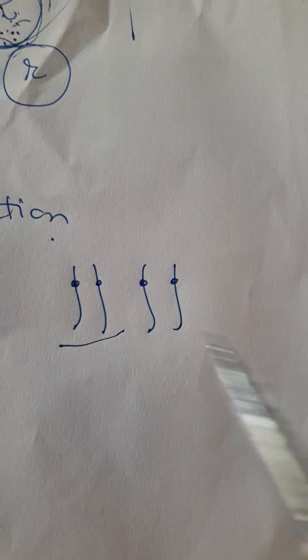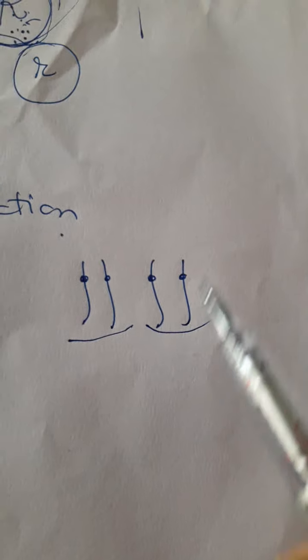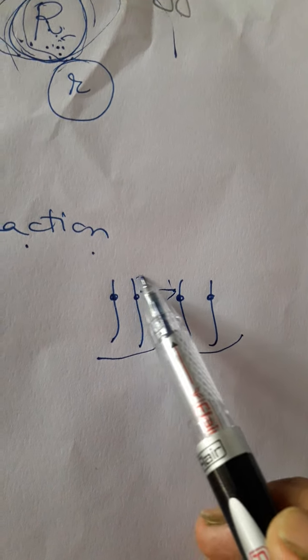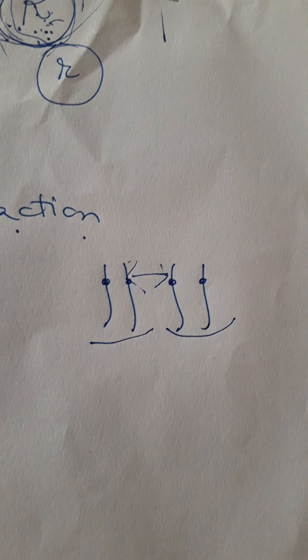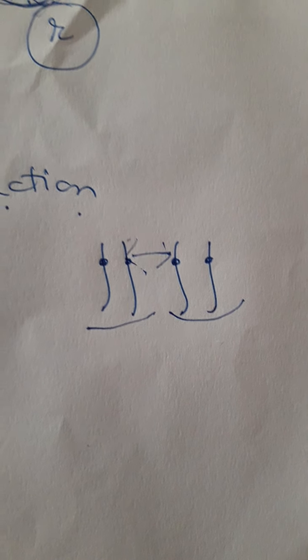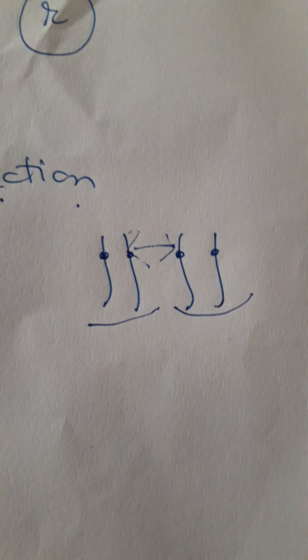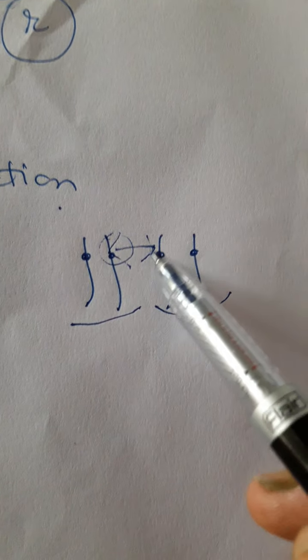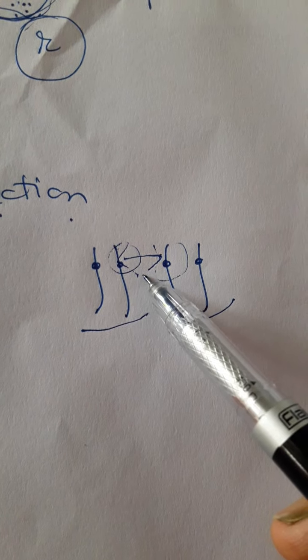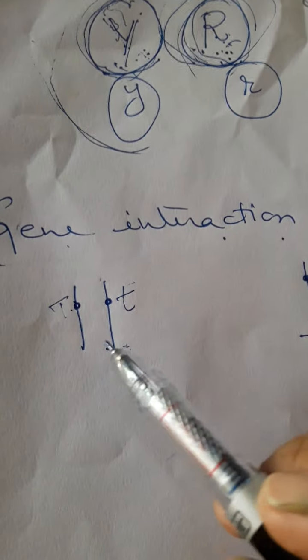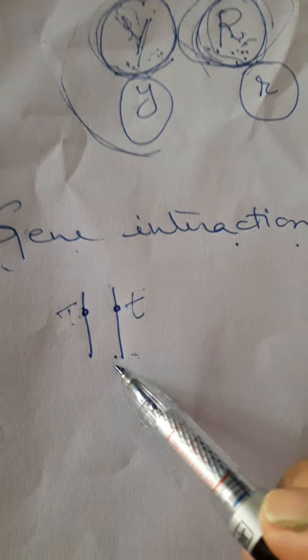Then sometimes, suppose this is a pair of homologous chromosomes and this is another pair. When the interaction takes place between the genes of two different pairs, that means an allele of one gene influences the expression of another gene. So this gene will influence the expression of this particular gene. That is known as non-allelic interaction. This is allelic interaction, this is non-allelic interaction. This is the basic concept of gene interaction. Incomplete dominance and codominance we have already discussed. Now let's study non-allelic interaction.